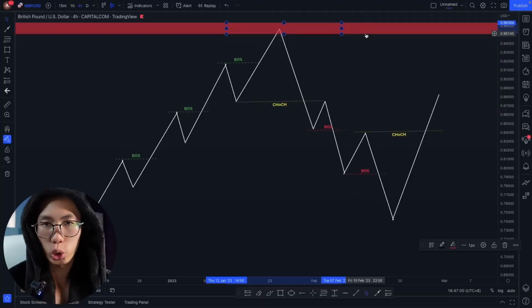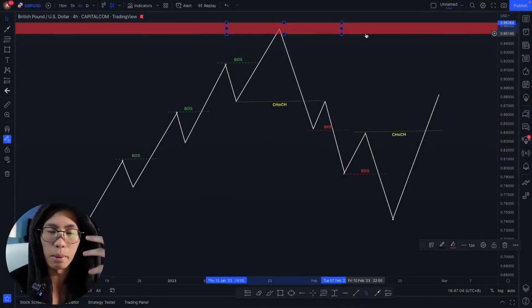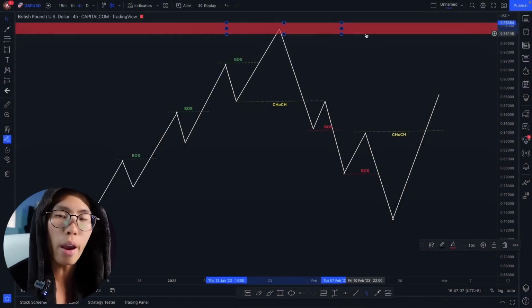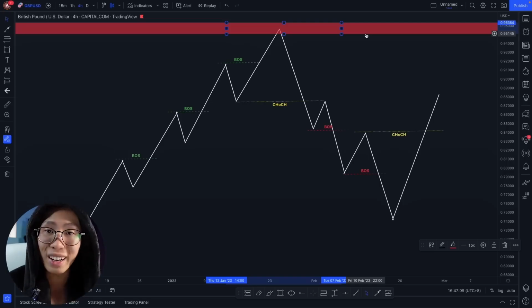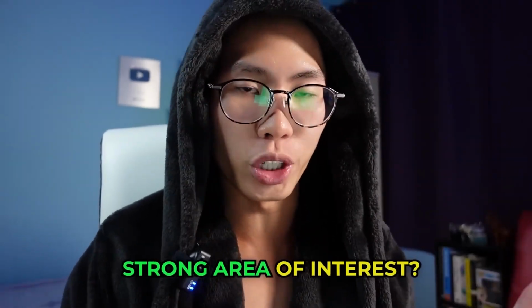For this strategy to work, we want the area of interest, this zone right here, this supply and demand zone, to be as strong as possible, because the stronger it is, the more likely the price will move in the direction that you want it to. Now, what do I mean by a strong area of interest? There are two methods that you can use.